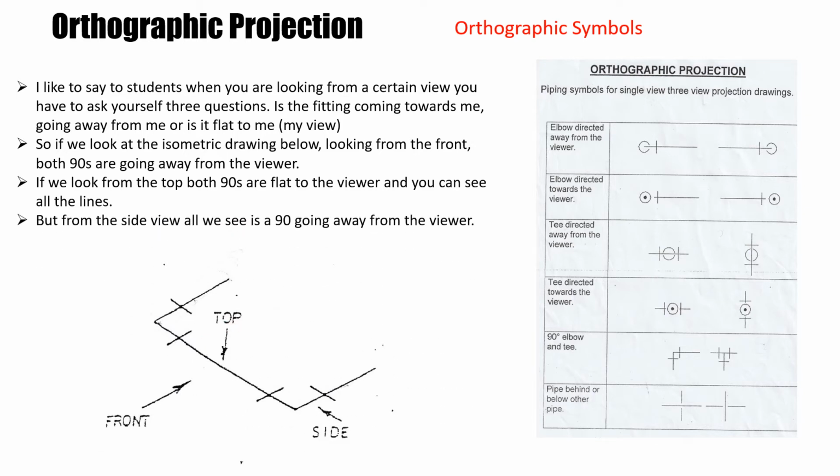But from the side view, all we can see is a 90 going away from the viewer. So if you're standing here, you've got your feet on the ground, your head's here, you're looking dead onto this fitting. The question is, can you see this line? No, you can't. It's hidden behind this 90. You can only see the back of this 90. Can you see this line back here? No, you cannot, because you're standing here, it's hidden behind this line. These lines are on the same level, so this one is hiding this line. So all you can see is from this point to here.